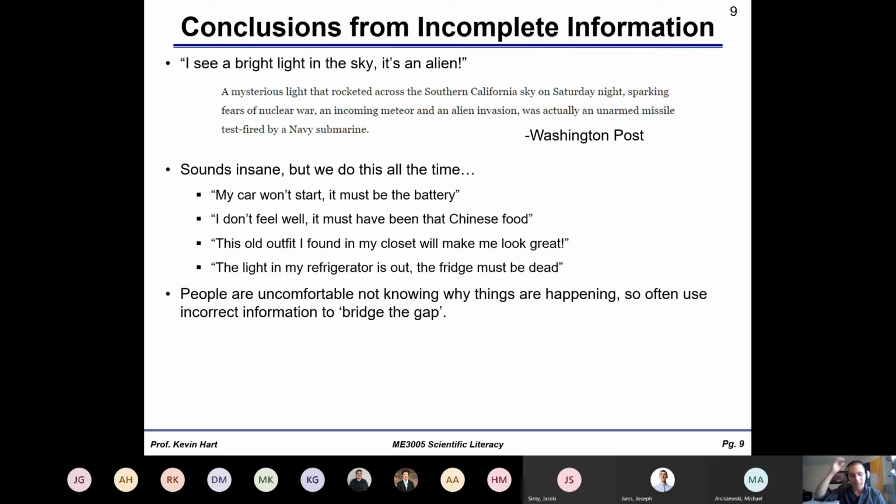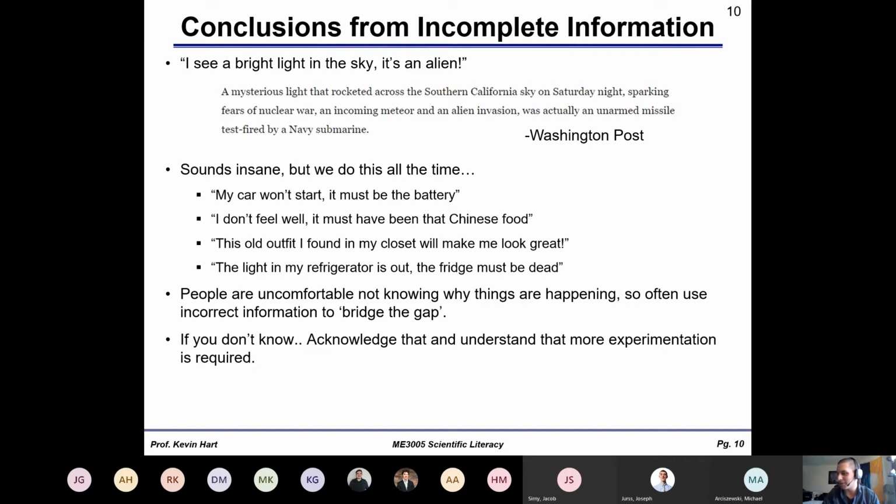Okay. So that's my point here, is that people are uncomfortable, sort of steeped in ignorance, by saying that, like, this thing has happened and I need to jump to the conclusion that this must be the case. But don't do that. Okay. There's a light in the sky, it must be an alien. Like, what? How did you come up with that? Like, more experimentation is required. All right. Don't just fill in information to bridge the gap between what you know and what you don't know. All right? Be careful about that.